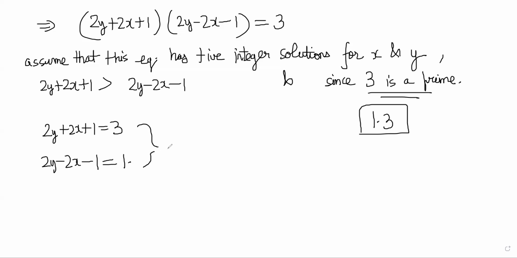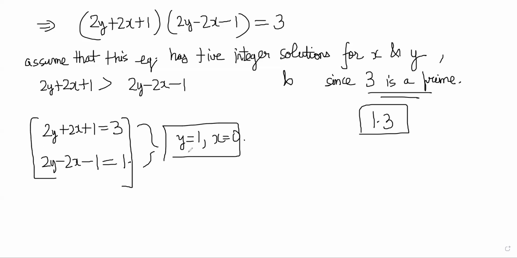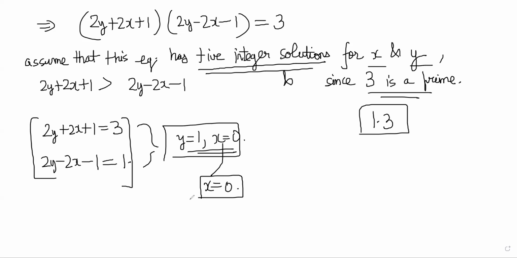And from this, if you solve, you will get y should be 1 and x should be 0, right? You can see, solve these equations and you will realize that y should be 1 and x should be 0. But that is a contradiction because we said that we wanted positive integer solutions for x and y, whereas here x is coming as 0, which is not positive. So therefore, we have achieved a contradiction, and therefore the equation does not have positive integer solutions for x and y, right?